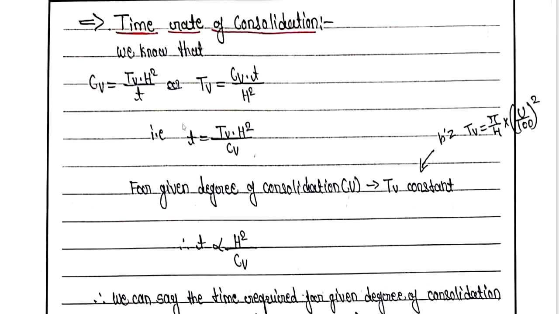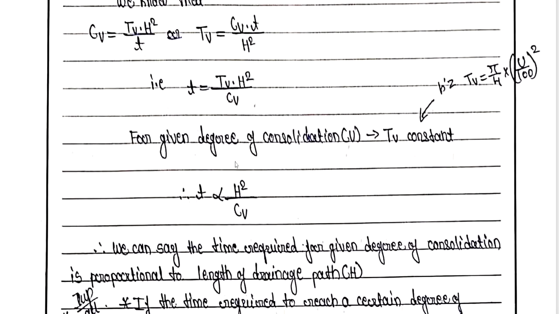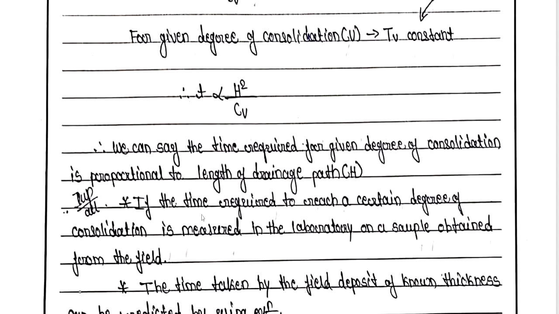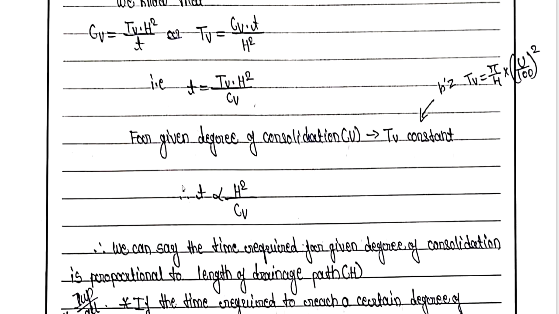So T is, we know the formula for T. In that, Tv is constant. So if I take out this Tv, T is equal to h square divided by Cv. Mainly it is depending upon the h, that is length of drainage.